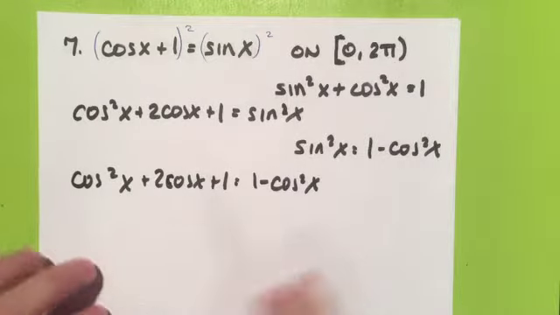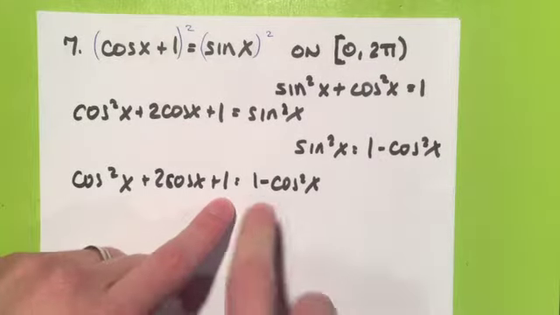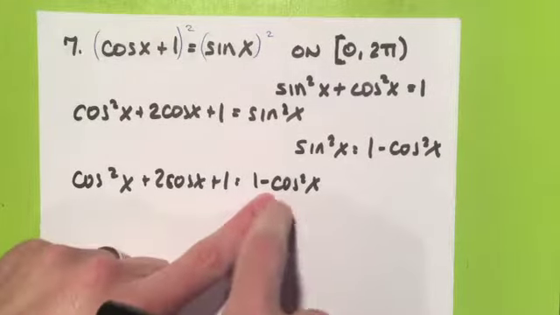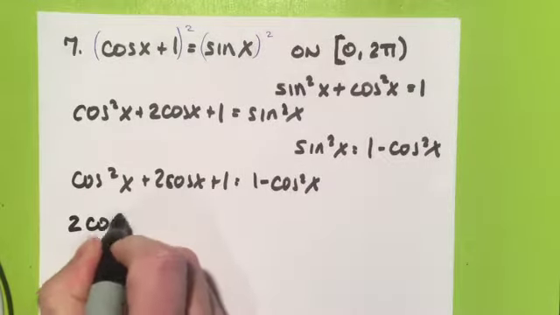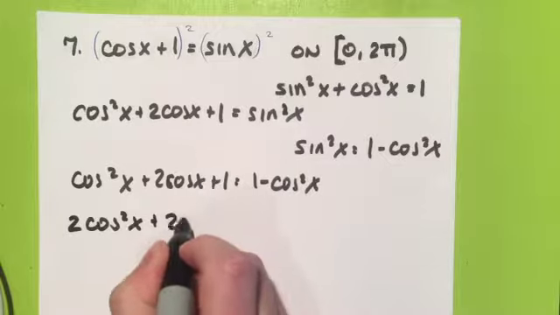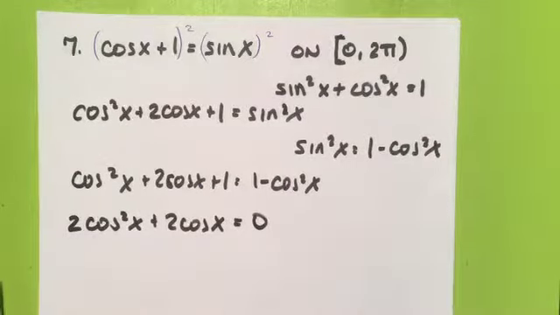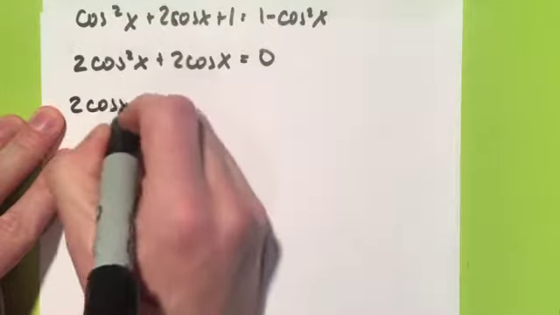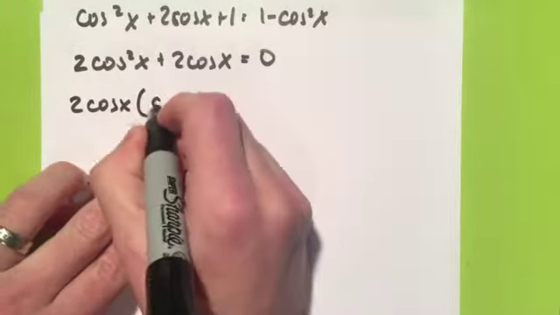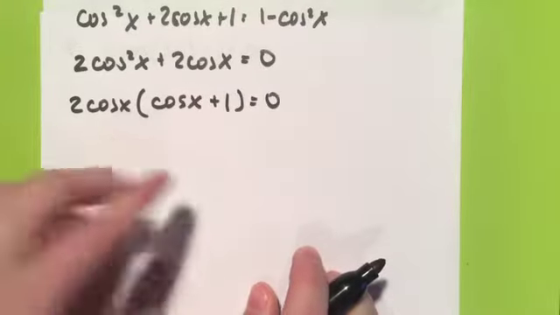We use that strategy that we had the other day of rewriting something in terms of only one function. Now we can group everything onto one side and we'll see what happens. Plus 1, the ones cancel. If we add it to the other side, we get 2 cosine squared plus 2 cosine x equals 0. We've got a statement that has the same thing in both pieces. We'll factor that out. 2 cosine is what we'll factor because that's the common term. We're going to be left with cosine of x plus 1 equals 0.